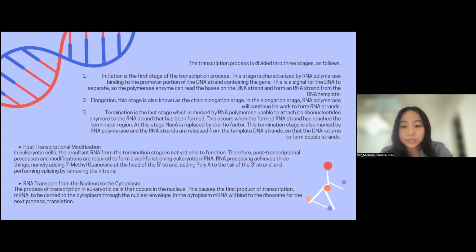The process of transcription in eukaryotic cells occurs in the nucleus. The final product of transcription, mRNA, is carried to the cytoplasm through the nuclear envelope. In the cytoplasm, mRNA will bind to the ribosome for the next process, translation.